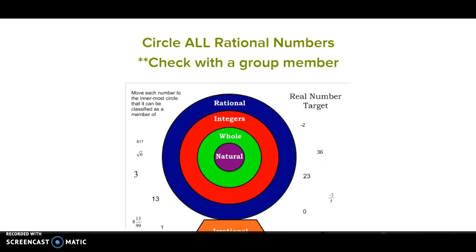I want you to take a minute and pause the video, and you're going to circle all of the rational numbers. Please make sure you check with a group member so you have them the same. Circle all of the rational numbers and then check with somebody.